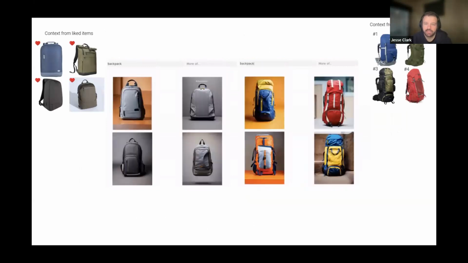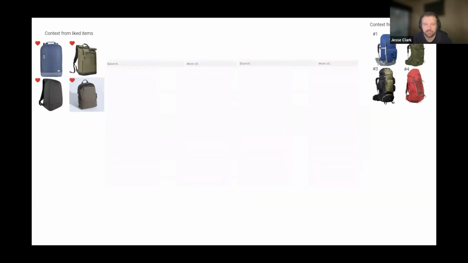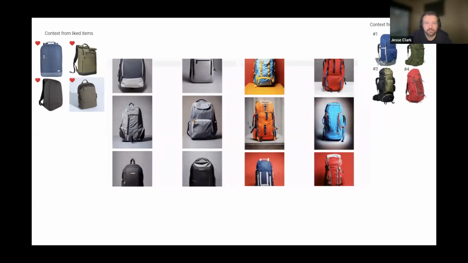You can curate these search results based on additional context, additional metadata. You can learn this kind of ranking as well. And so it becomes really flexible in how you can curate this search.